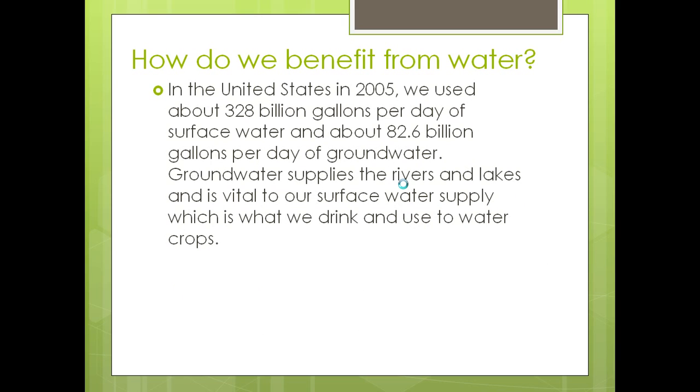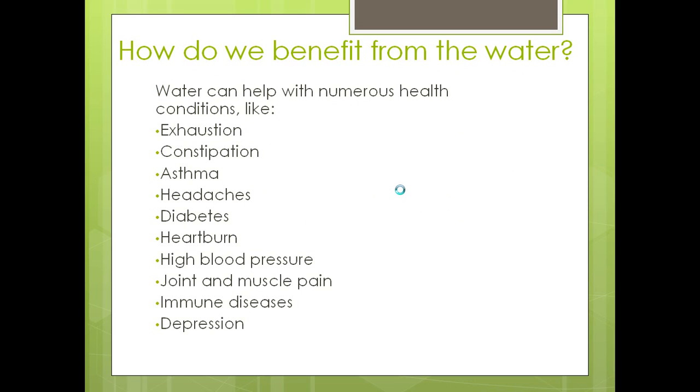So in the United States, in 2005, we used about 328 billion gallons of water per day. And we're doing this because we need the water in order to drink and use the water to water our crops and to feed the animals that we're later going to butcher and eat. Water also helps with different health conditions like exhaustion, constipation, asthma, headaches, diabetes, heartburn, high blood pressure, joint and muscle pain, immune diseases, and depression.